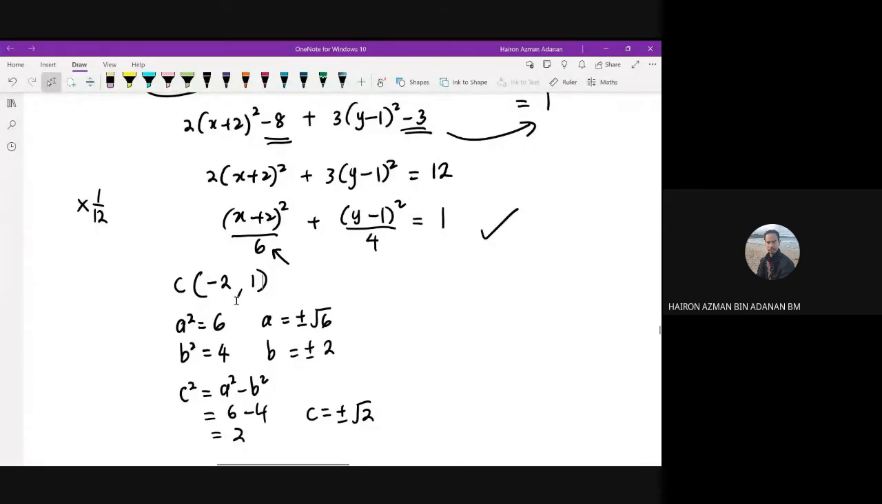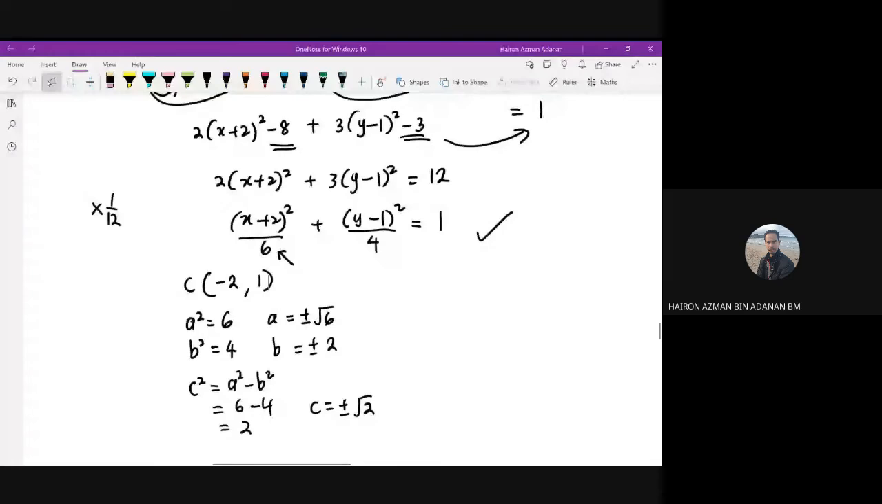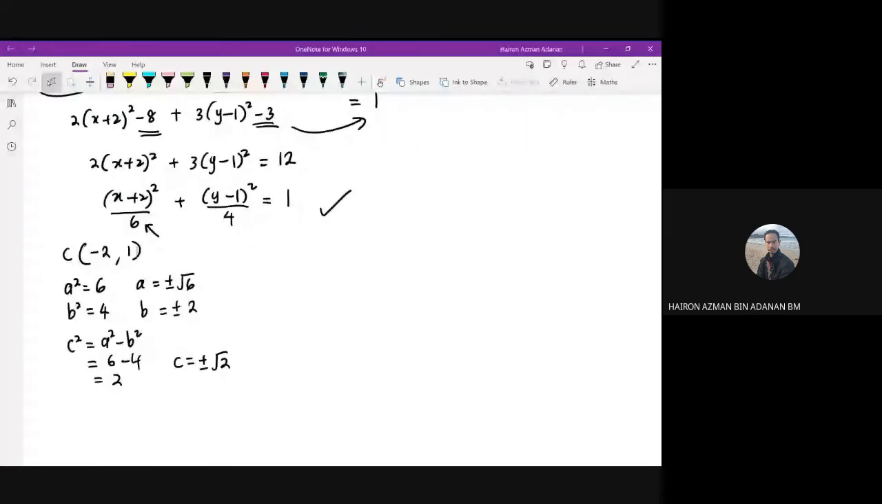Okay. I think to understand, just draw. So if you draw, x equal to negative 2, y equal to 1. Major axis parallel to x. So which is major, which is minor? So this one is minor. Minor axis. Okay. This one is the major.